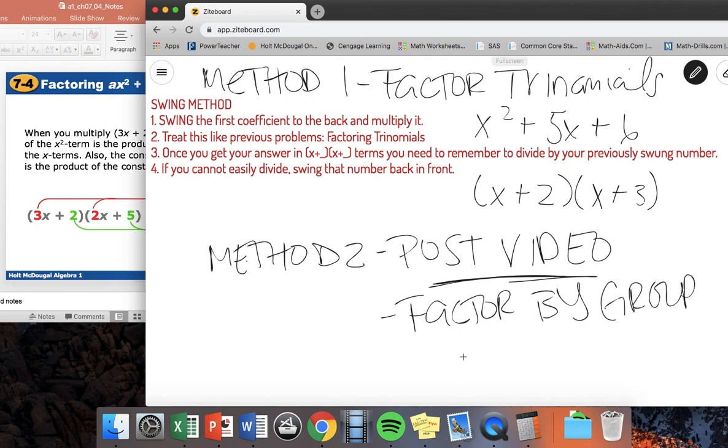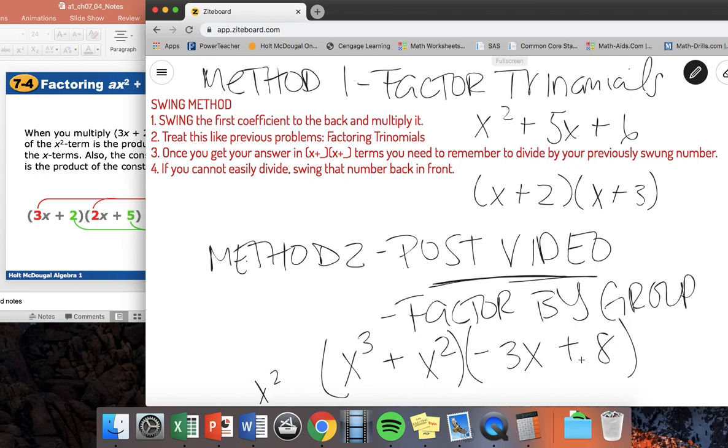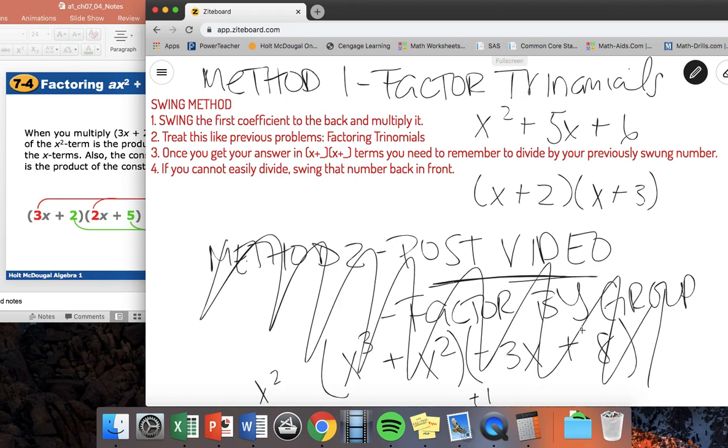And if you can't remember factor by grouping, it's something similar to like this, where you have x cubed plus x squared minus 3x plus 8, right? Remember, factor by grouping has 4 pieces, and you have to put parentheses around the first 2. You put parentheses around the last 2, and then you factor out what's common here. In this case, it would be x squared. You factor out what's common here, which in this case is nothing. So you would just do plus 1. And then you figure out your leftovers and so on. Okay. I don't particularly like this method. I prefer this method. I like factoring trinomials.